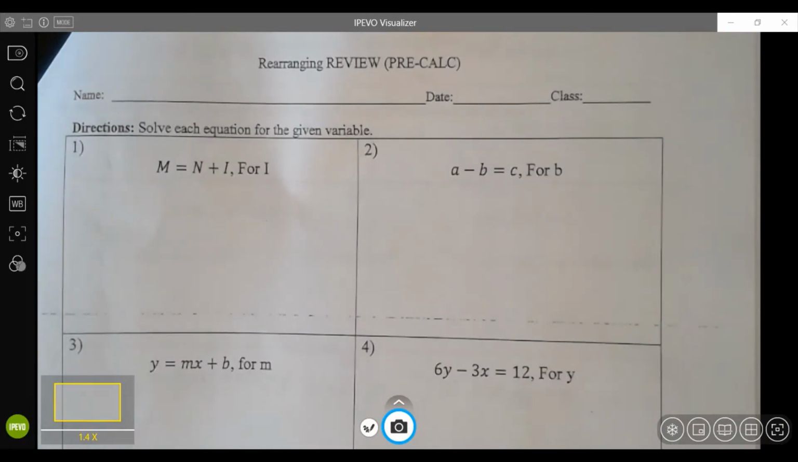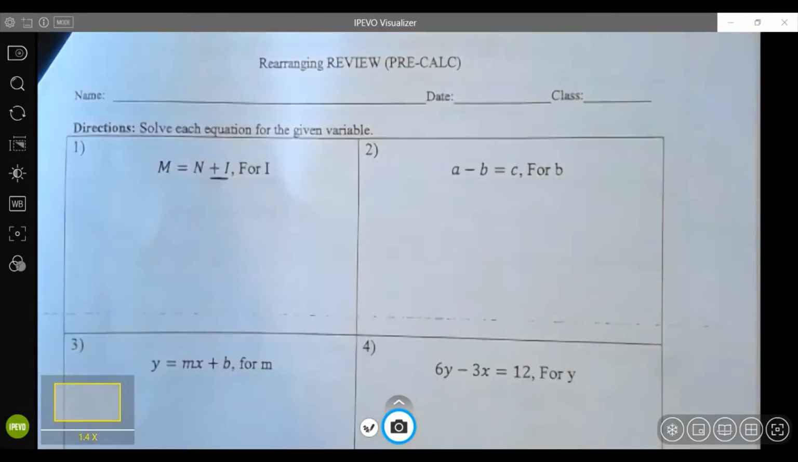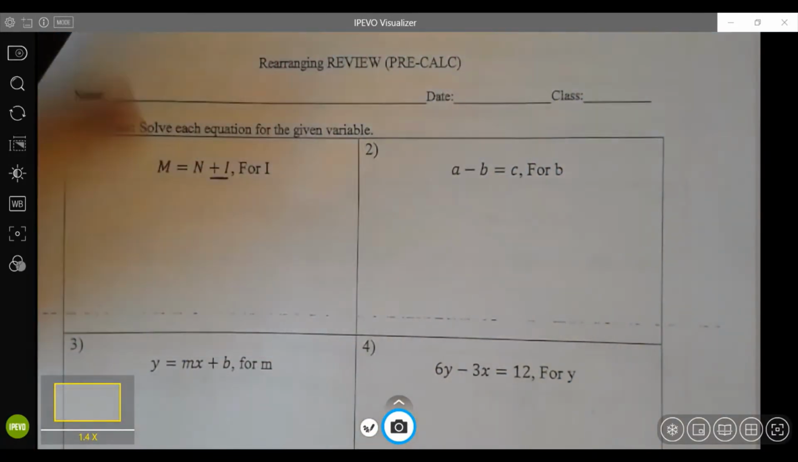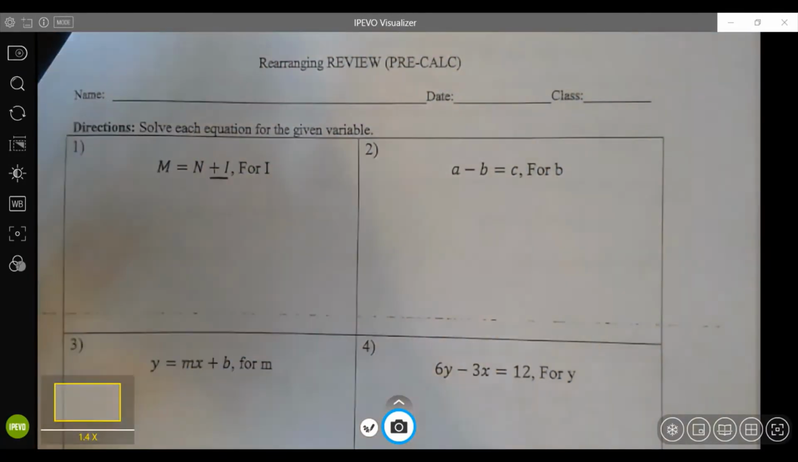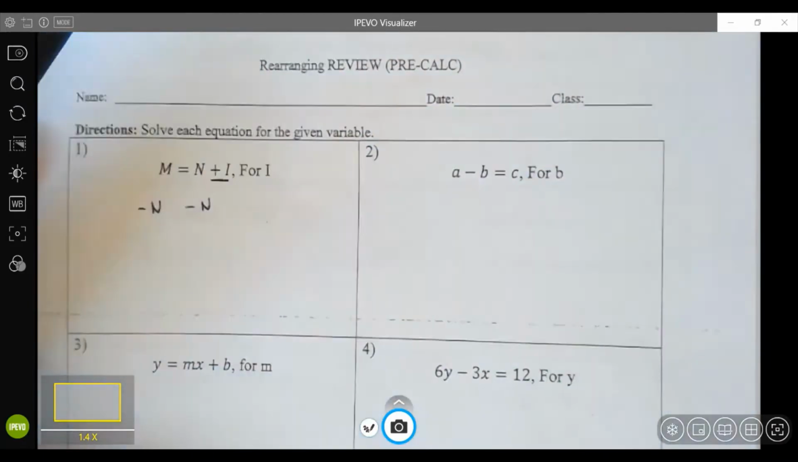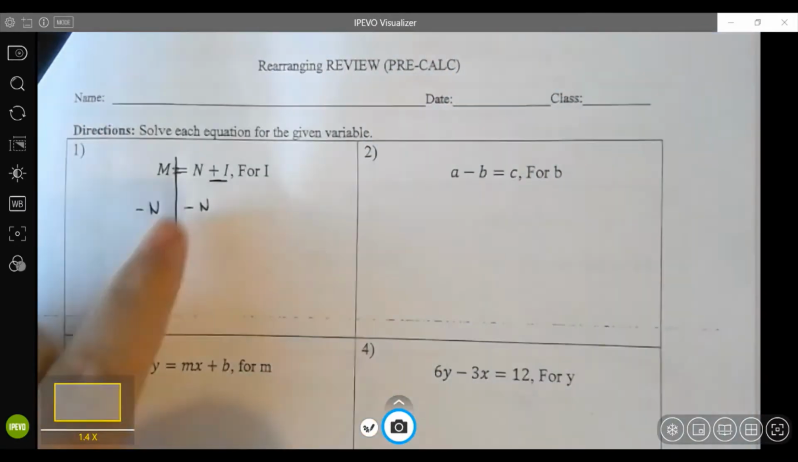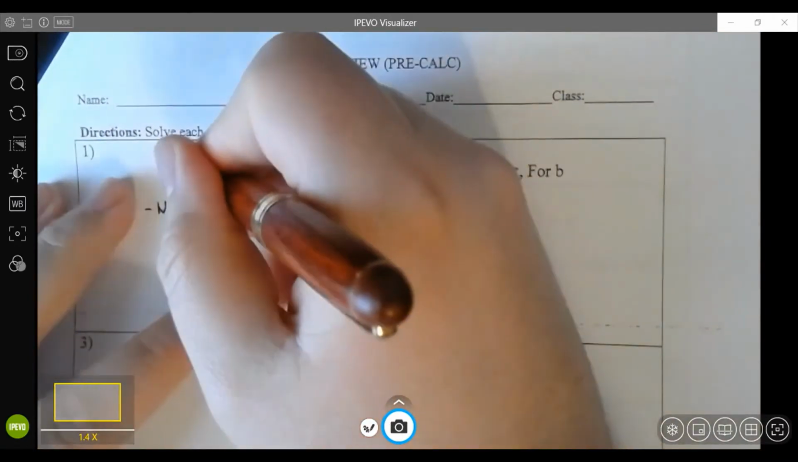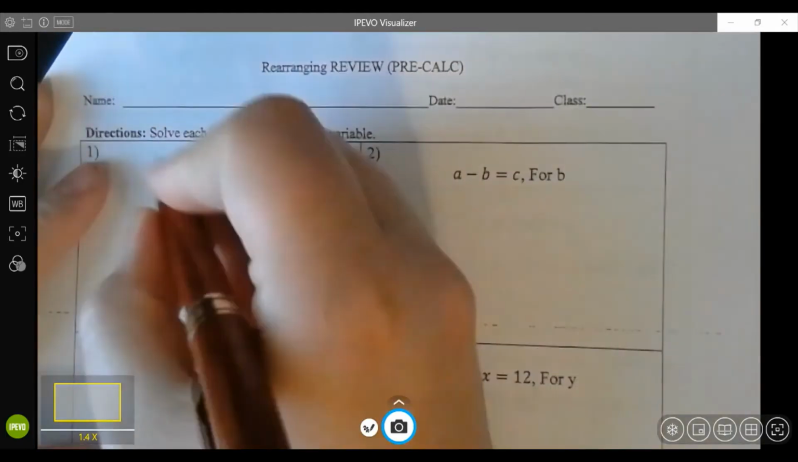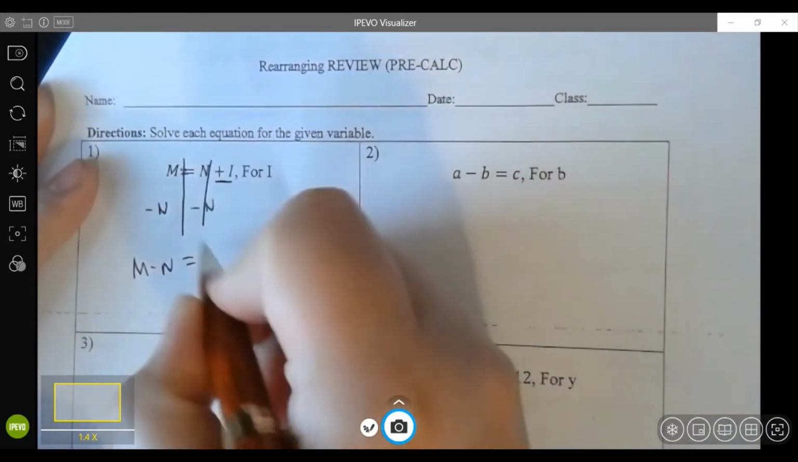So you want to get I by itself. So here's I, we want to get this by itself. So what's with the I is the n. So how do we move the n? Well, we just subtract. So remember, whatever you do to one side, you got to do to the other. Draw your fence. Negative n plus n, those go away. And on this side, you're left with m minus n equals I.